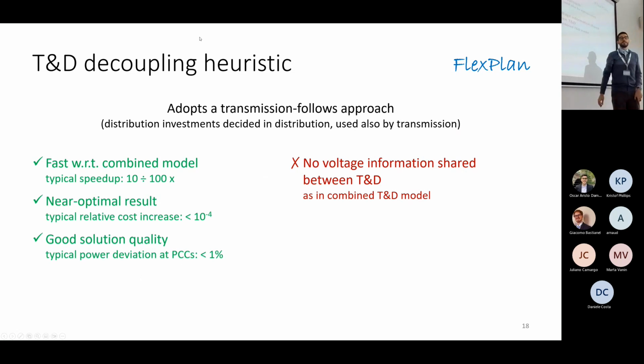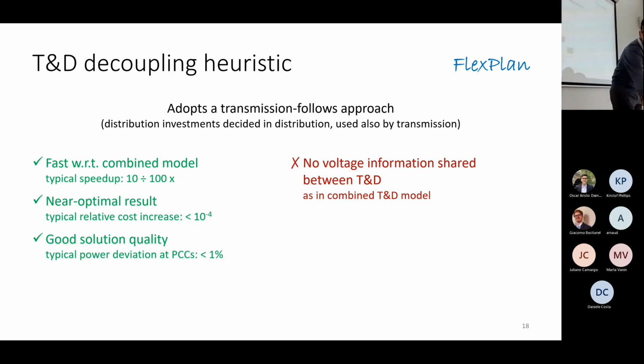So in the end, this decoupling heuristic is capable of producing near optimal results in less time with respect to the combined model. And solution quality for the power flows is also good, but as no voltage information is shared between the two network levels, it is suitable only for planning and not for operation purposes.